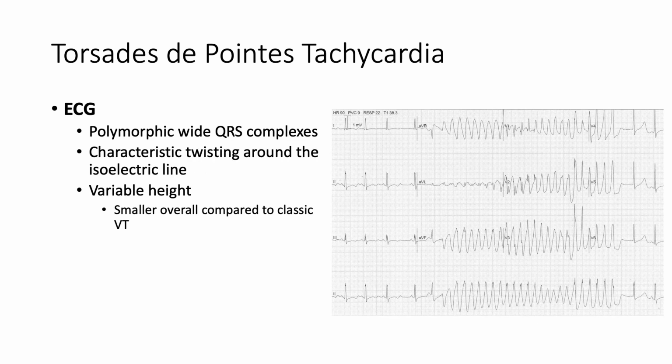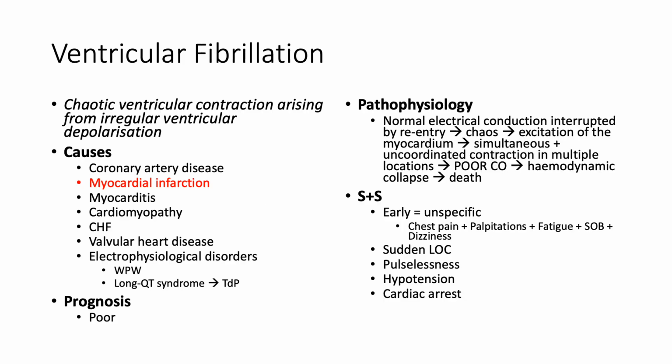So looking at this ECG, you can see that they go from a pretty much normal rhythm, maybe not quite normal, and then I think up the top is the best way to see it, but you can just see that it twists around the baseline. It's not all the same, it's getting smaller and larger. So here, twisting around the isoelectric line is pretty much pathognomonic for torsades de pointes.